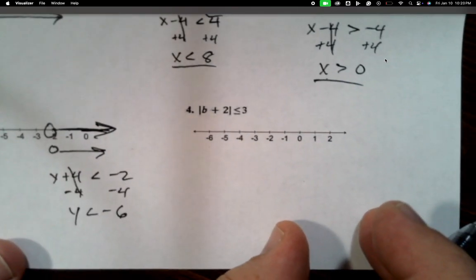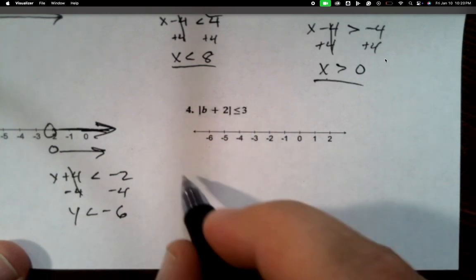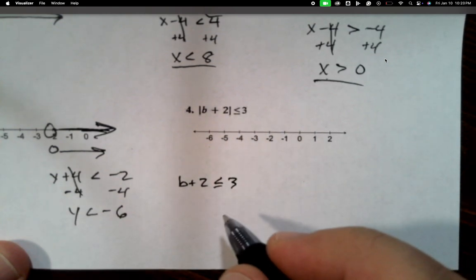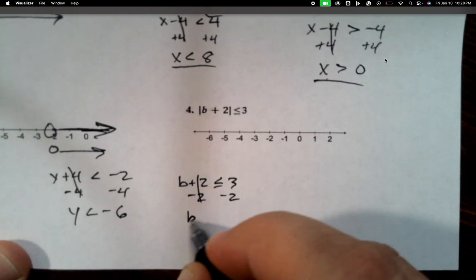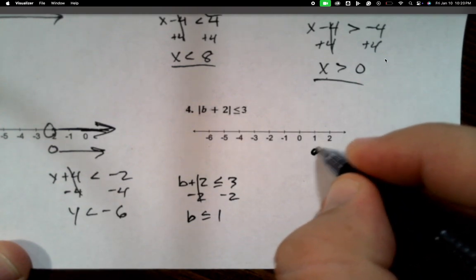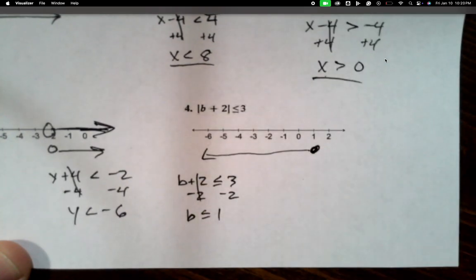Okay, number 4, we're back to the and formation because we start with less than. So we do b plus 2 is less than or equal to 3. We subtract 2 from both sides. We get b is less than or equal to 1. So I have a closed circle because the equals to at 1, and I shade to the left because it's less than.